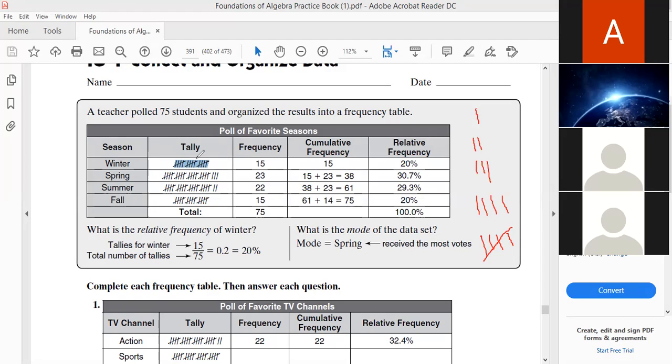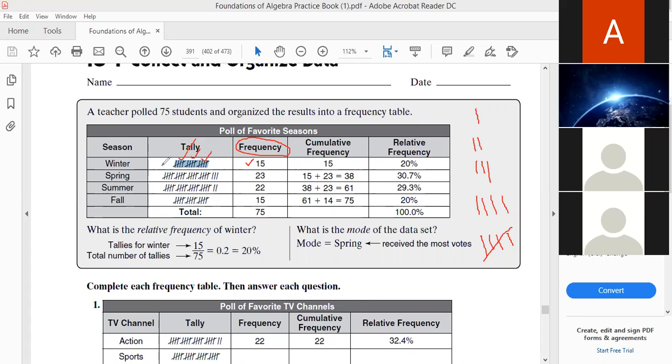So here, as you can see, for winter, it's five, then five, then five. Then frequency is a number. 5 plus 5 plus 5, how much? 15. It's written there, 15. I'm talking about only frequency, not relative frequency or cumulative frequency. Now, spring. In spring, as you can see, page 391 or 200? 300.